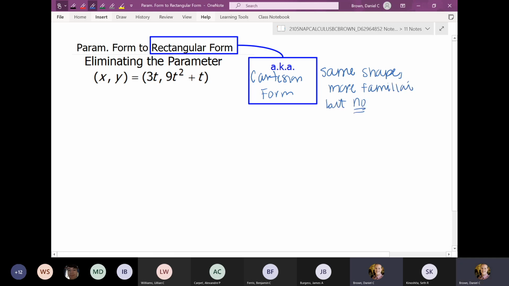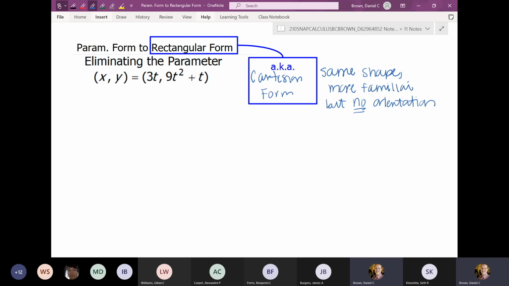But Cartesian has no orientation. For example, if I say graph y equals x squared, that is a quadratic without any movement to it. So we will lose the movement. So we will have to talk about how we can get that movement back. But let's just talk about eliminating the parameter right now.